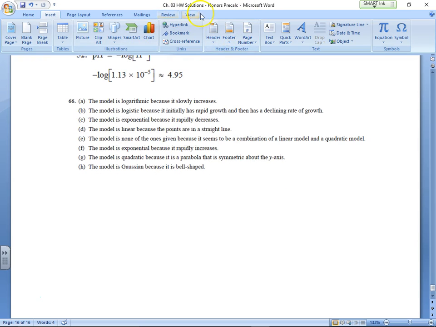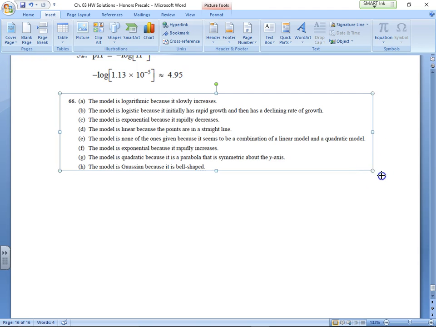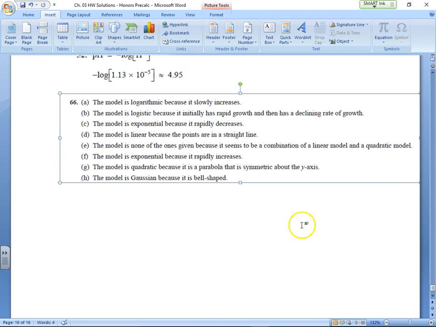Number 66, oh, sorry, that's really tiny. Can he get bigger? There we go.